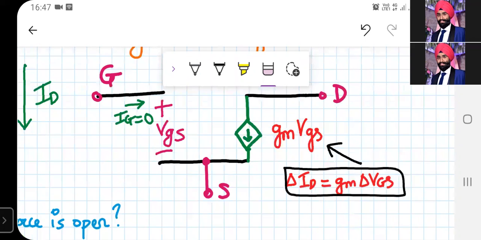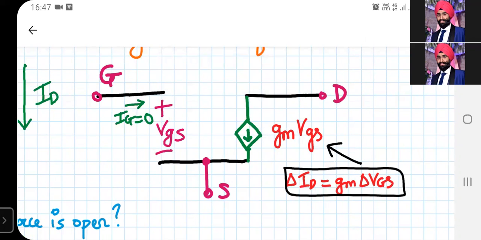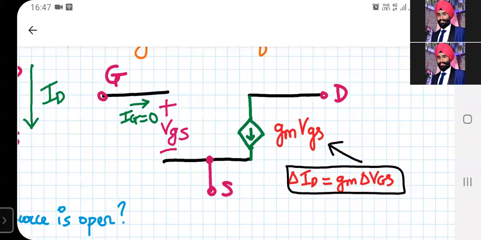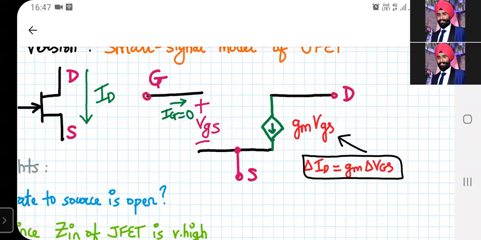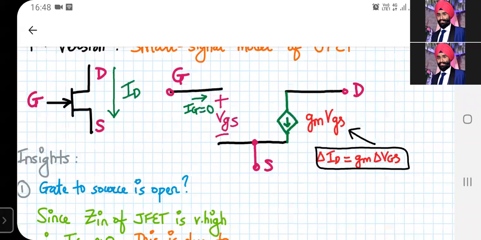See, the unit of gm is milliampere per volt. Then you have one more resistance which is coming up. And we have a VGS which is a voltage. So because of the hybrid parameters, this is also, in general, called the small signal model of a JFET. Fine. Have you all drawn this? Can we move forward? Okay, fine.